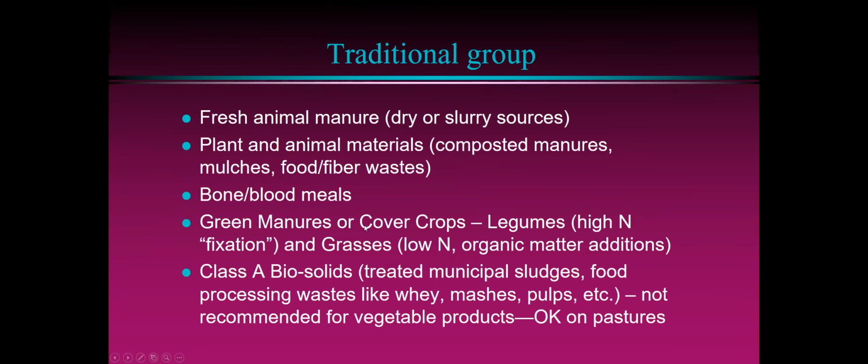It can be used by plants in rotation and so forth. There are also treated municipal sludges, food processing waste, and other things that we kind of lump into the category of biosolids. One caution with these materials is that they are not recommended for vegetable production because they can carry pathogens and things like that that we don't want on edible portions of materials in the human diet, but they can be okay for use on pastures.